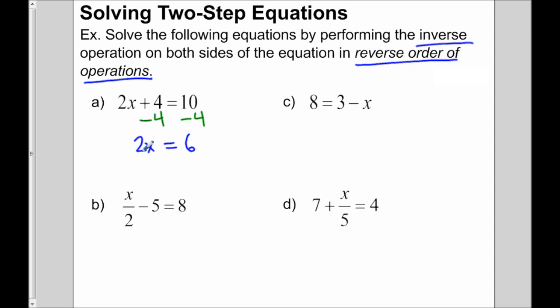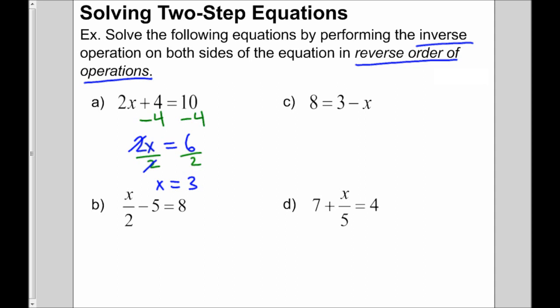And then now 2 is multiplying with the x, so I'm going to divide by 2, but I have to do it on both sides. Right? So 2 divided by 2, okay, just makes 1x. I just write x, and that's equal to, and then 6 divided by 2 is 3.